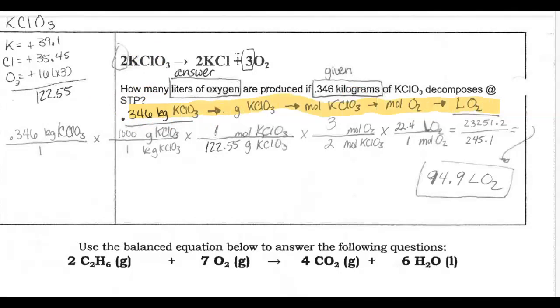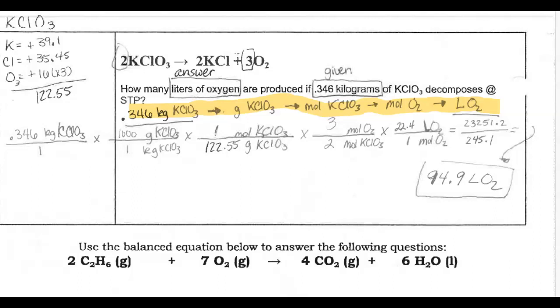Okay. And so now we're going to take our plan and simply write it into our numerators. I knew I was going to run out of room here, so I scooted it over. But my 0.346 is going here. My grams of potassium chlorate right there. Moles of potassium chlorate right there. Moles of O2 right there. Liters of O2, the end of my equation.